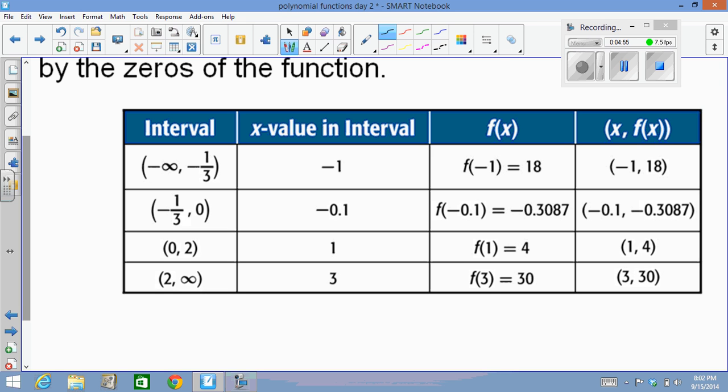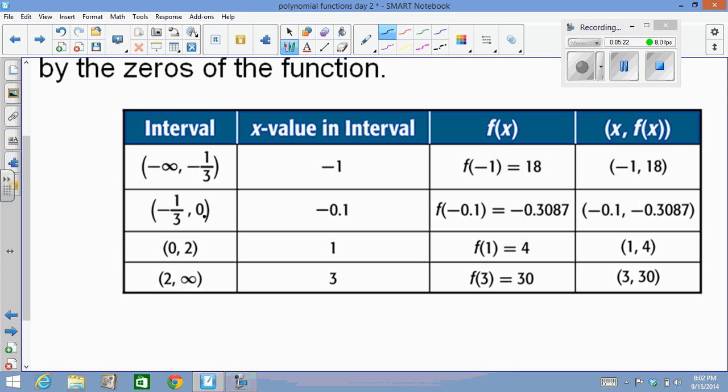Then the next two zeros are 0 and 2, so I'm going to pick something in the interval between 0 and 2. So that's 1, and that means I'm going to have 1, 4 if I plug that in. And then the last interval would be 2 to infinity, so I would plug in, say, a 3. Of course, I don't have to pick those particular points. You can pick whatever makes you happy, but those are the ones that I happen to pick.